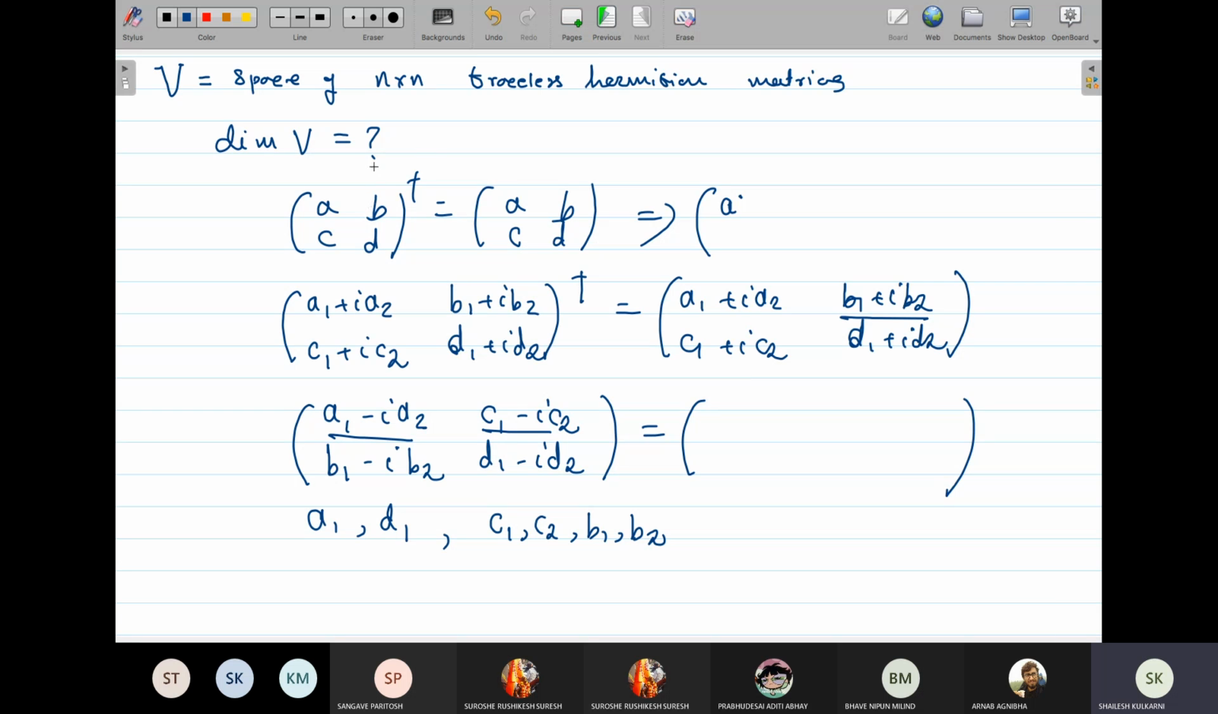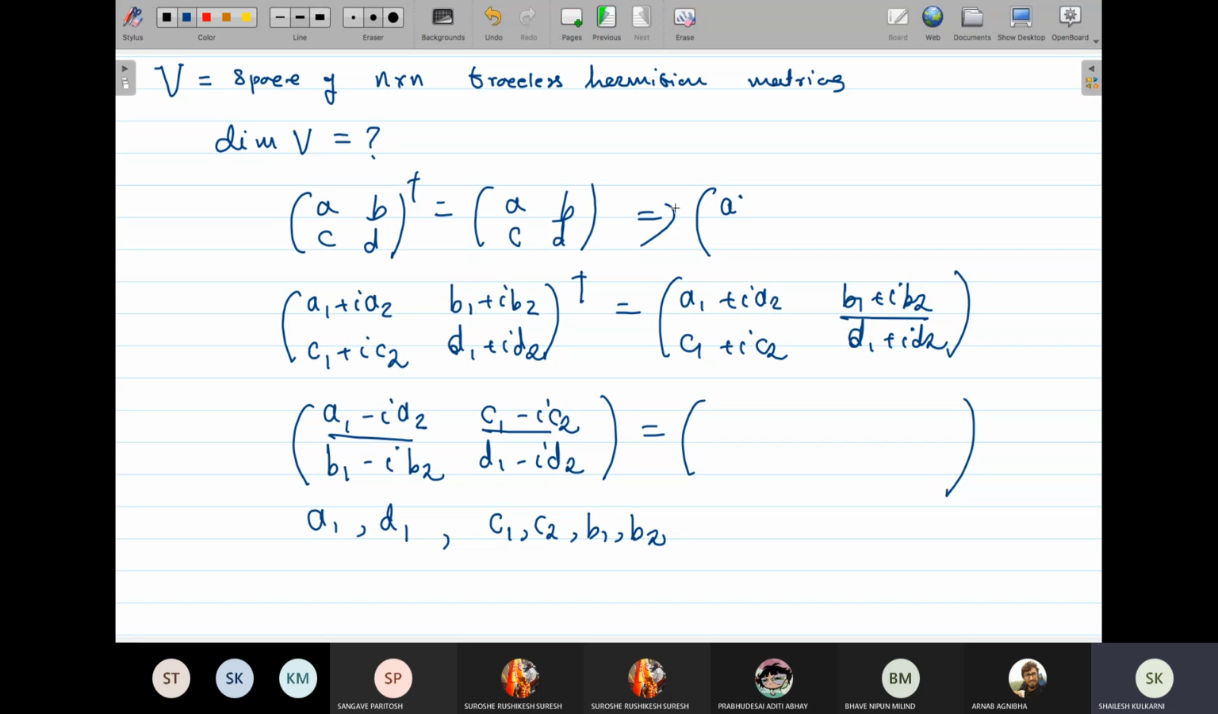So the space of 2 cross 2 Hermitian matrices is 4 dimensional. It is the same as the space of 2 cross 2 real matrices. If you consider a real vector space of 2 cross 2 matrices, it will have dimensionality 4. So if you consider complex 2 cross 2 matrices with the Hermiticity condition, I will get dimensionality 4.